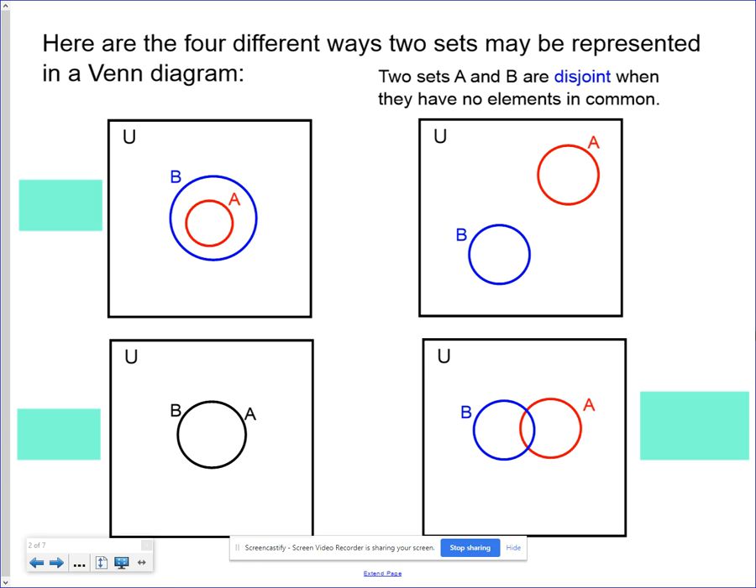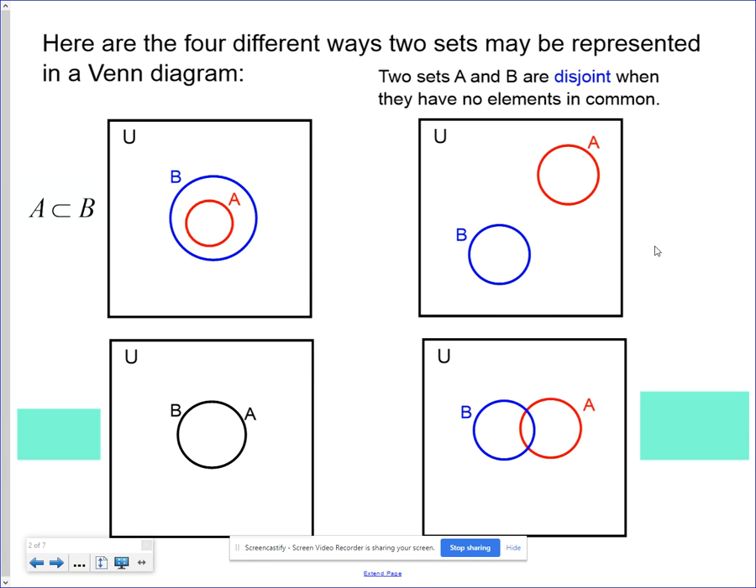Here are 4 different ways 2 sets may be represented in a Venn diagram. Let's look at the first square here. Again, we got a rectangle or a square. We got a capital U here. This represents the entire universe. Inside this universe, we see 2 subsets, set A and set B. In this example here, you can see everything that's in A is also in B. So we say A is a subset of B.